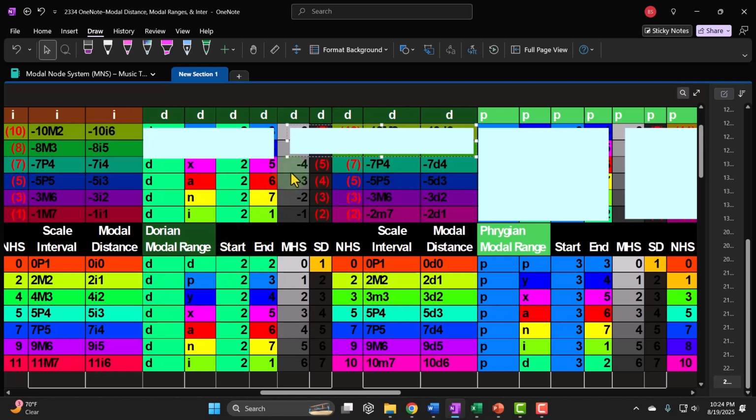-3 modal half steps, which is still 3 shades of gray. -7 note half steps. 12 minus 7 is the 5, which is aqua. So that means a -7 perfect fourth is aqua. -7 from the Dorian node, -4th modal half step is aqua.